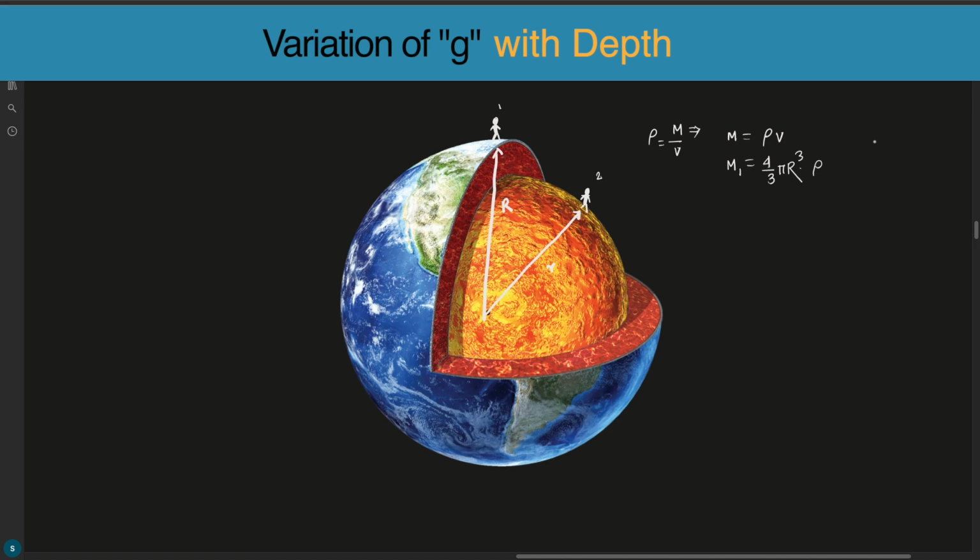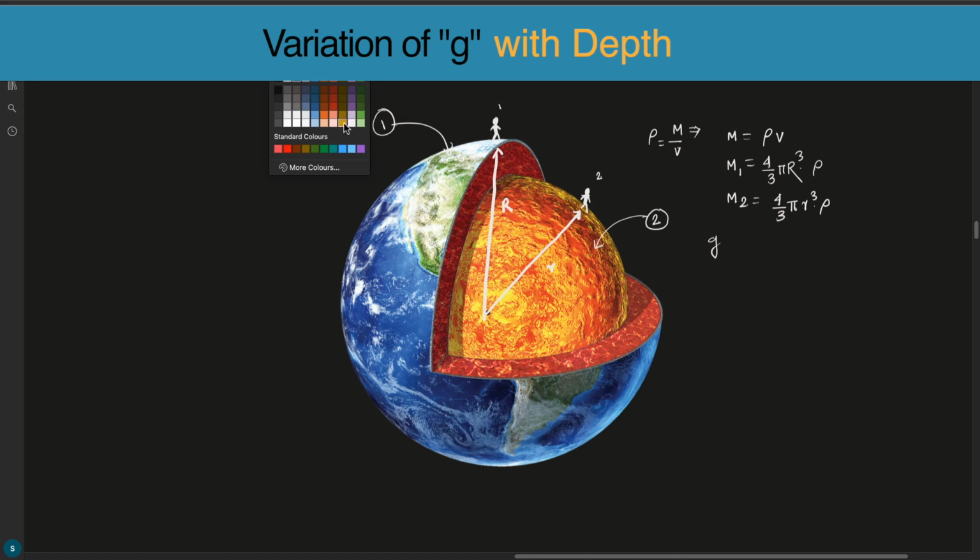M1 is the total mass of the earth, and if we take m2, if we take this surface, this sphere is 2 and the outer sphere is 1, so this is m1, and m2 will be 4 by 3 pi small r cube into rho. Yeah, you can get the idea. So from these two equations, what I can do is write down the value of the gravitational acceleration.